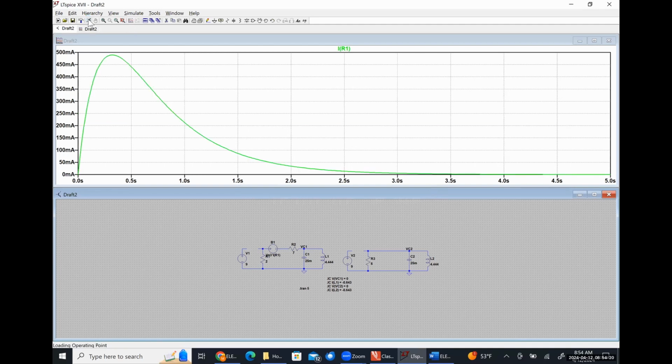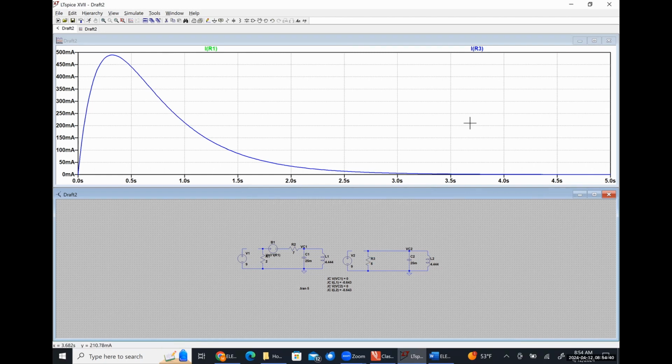All right, so that's the current flowing through resistor R1, which is IA. Here's the current flowing through my equivalent resistance, and I'll be damned, they're literally the exact same thing, because how could they not be?